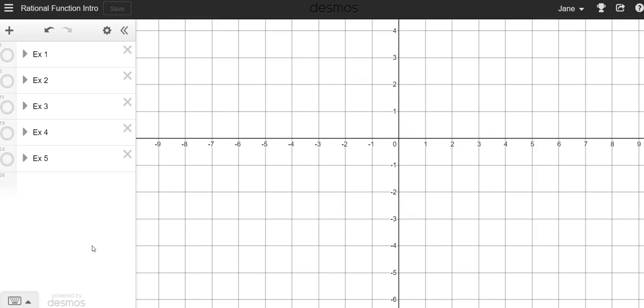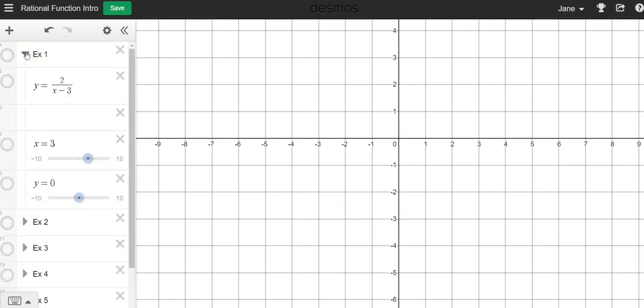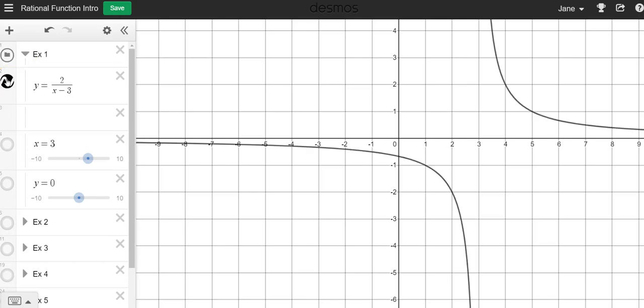Now let's dive in deeper to 5 specific examples. So let's look at example 1. Example 1 is a pretty simple basic graph, similar to what we have been doing before. You see that we have x minus 3 in the denominator, which shifts this graph over 3. So we have a vertical asymptote at 3.